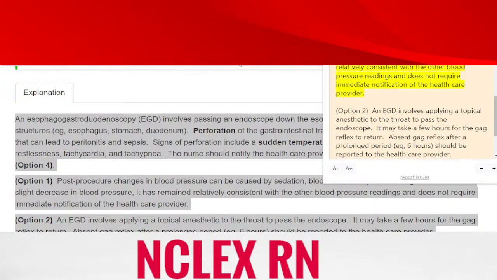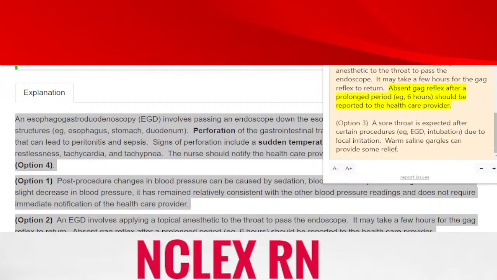Option 1. Post-procedure changes in blood pressure can be caused by sedation, blood loss, or sepsis. Although the client had a slight decrease in blood pressure, it has remained relatively consistent with the other blood pressure readings and does not require immediate notification of the healthcare provider. Option 2. An EGD involves applying a topical anesthetic to the throat to pass the endoscope. It may take a few hours for the gag reflex to return. Absent gag reflex after a prolonged period, e.g., 6 hours, should be reported to the healthcare provider. Option 3. A sore throat is expected after certain procedures, e.g., EGD, intubation, due to local irritation. Warm saline gargles can provide some relief.